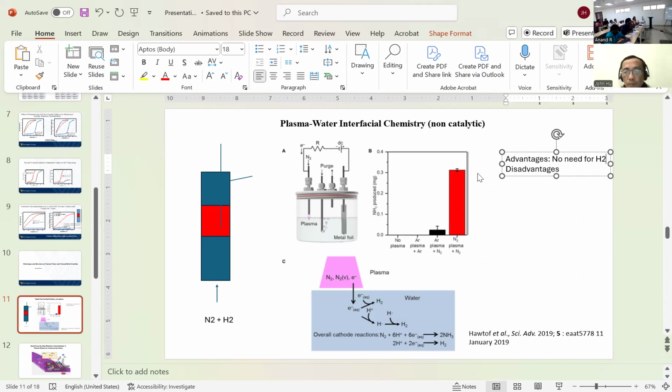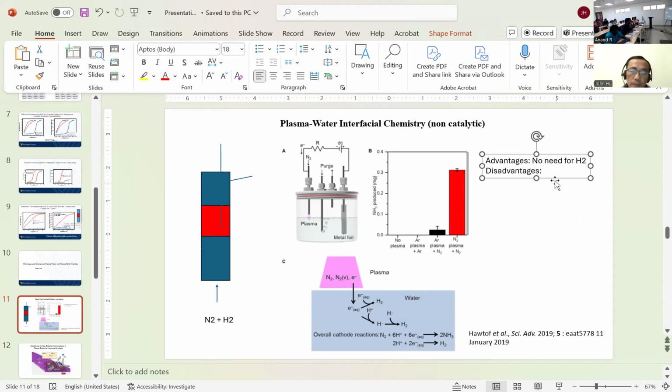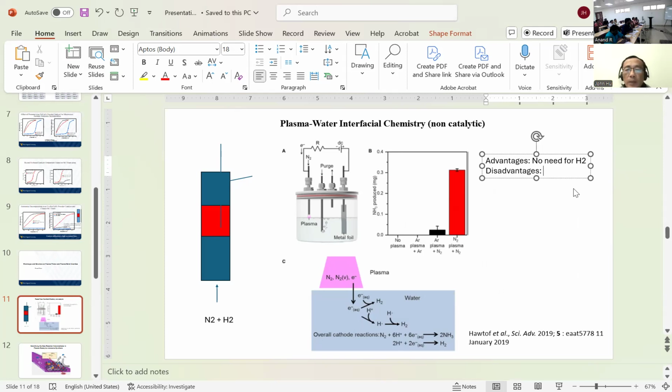Yes, sir. No. But by this method, sir, are you asking advantage or disadvantage? Doesn't matter. You can say, we can continue. You can say advantage or disadvantage, whichever. Yeah, I'm going to write it down. Go ahead.